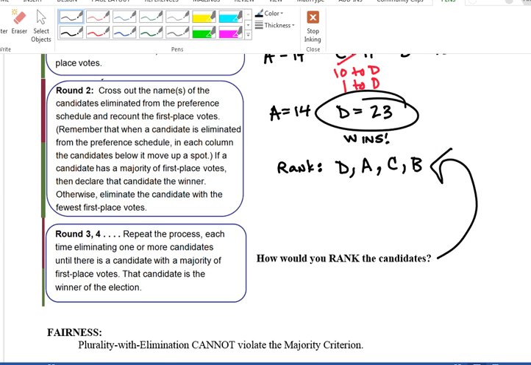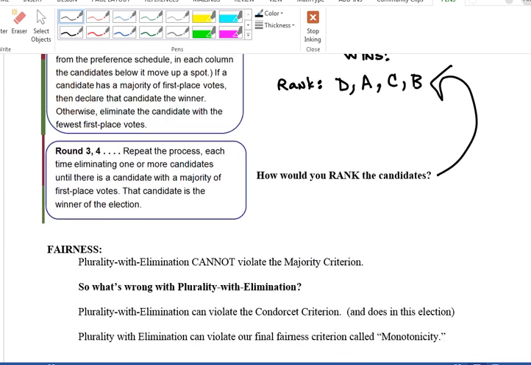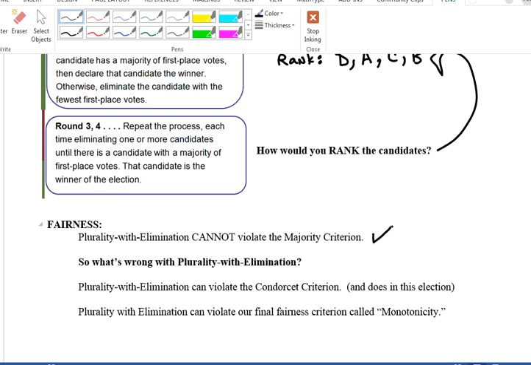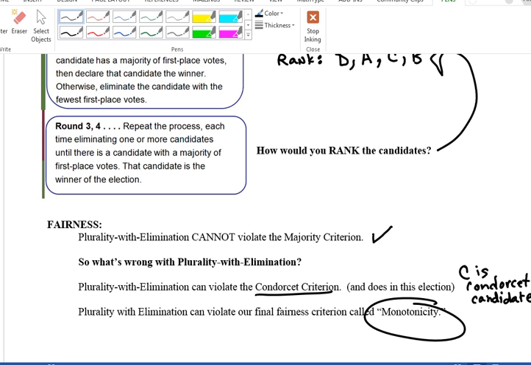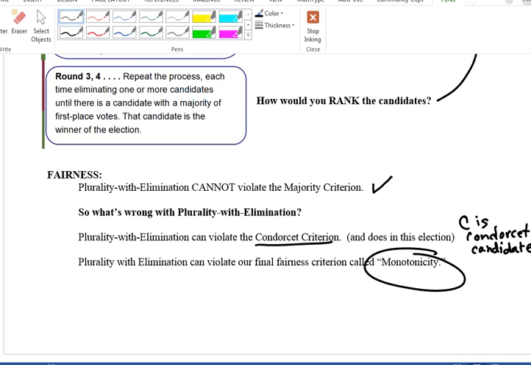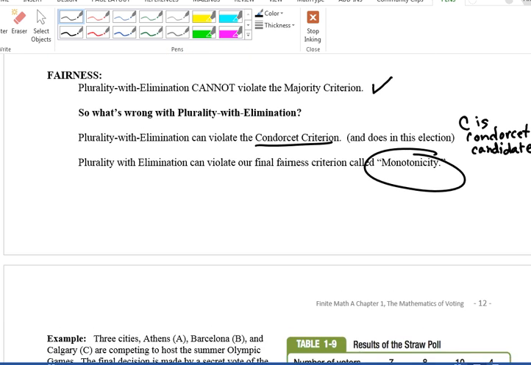Like this. As far as plurality with elimination goes, it cannot violate the majority criterion. That's good. It happens to violate the Condorcet criterion occasionally. It actually does in this election. Remember that C is a Condorcet candidate, but he did not get elected. D got elected in this election. So this is violating the Condorcet criterion. That's a problem. But the big problem with it is something called monotonicity. Okay, monotonicity. And this is our last fairness criterion that we're going to talk about.